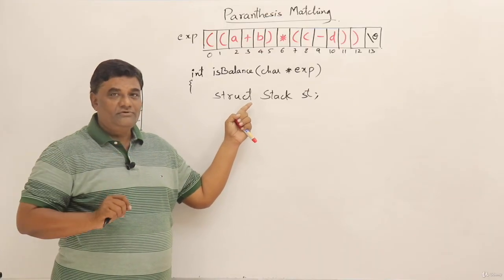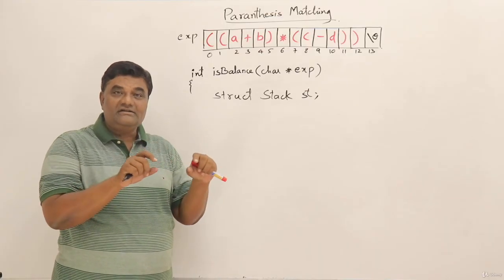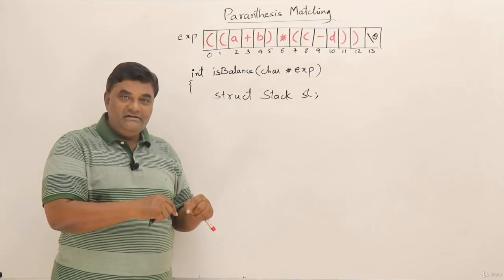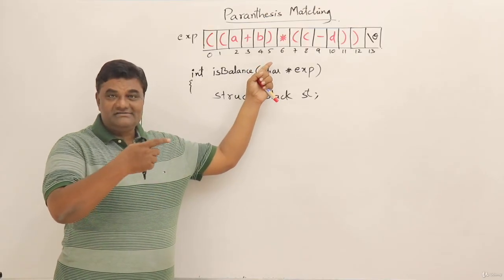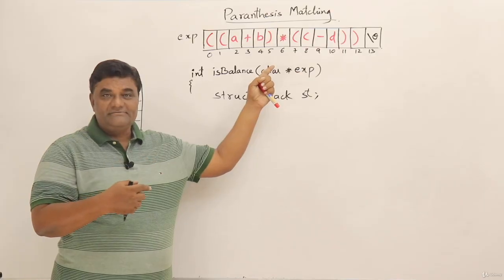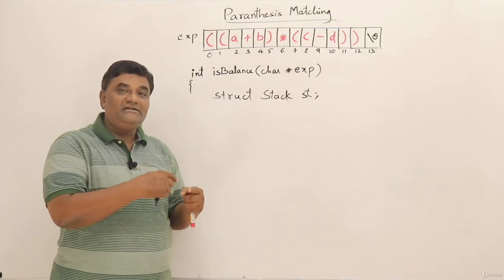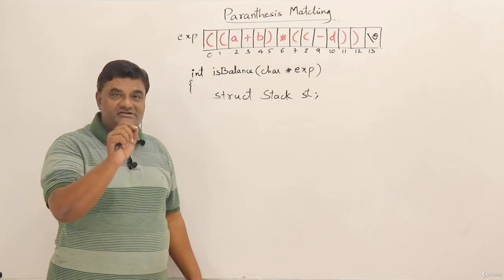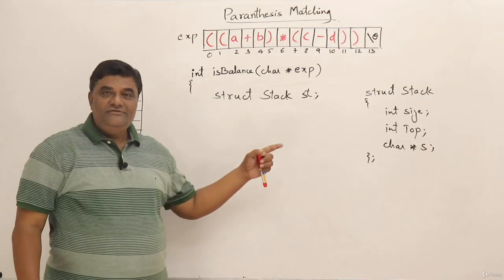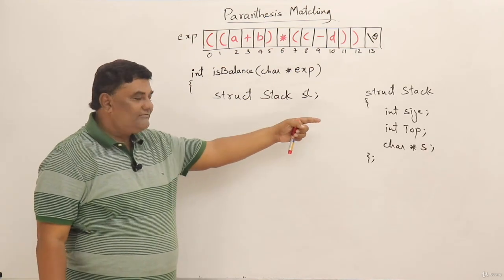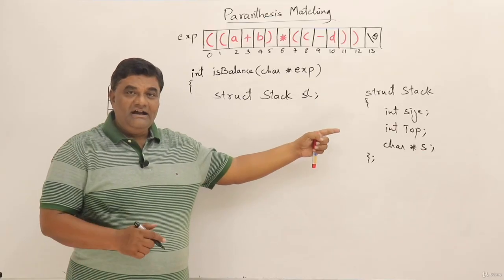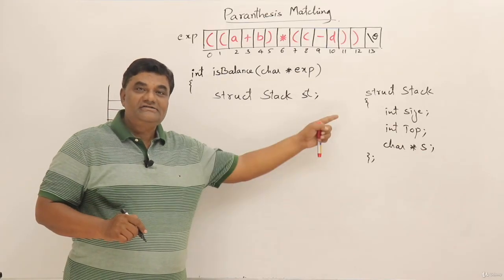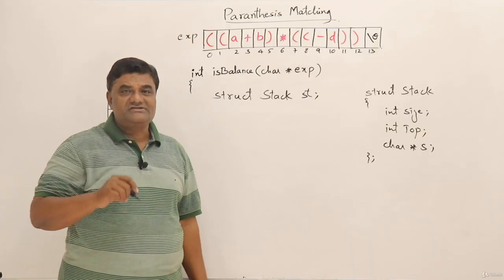But one change we have to do is the data type of the array. We have used integer, but here we are going to push characters, that is symbols, opening brackets. So we should change the data type in the structure to character. I will write the structure and show you. If you remember, the structure for stack had size, top and a pointer to an integer. But now we have a pointer to a character. So this is the structure we'll be using. You have to modify the structure.